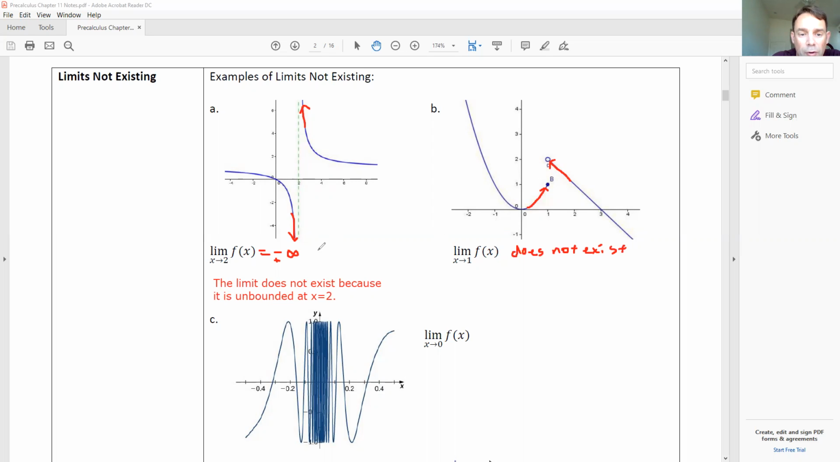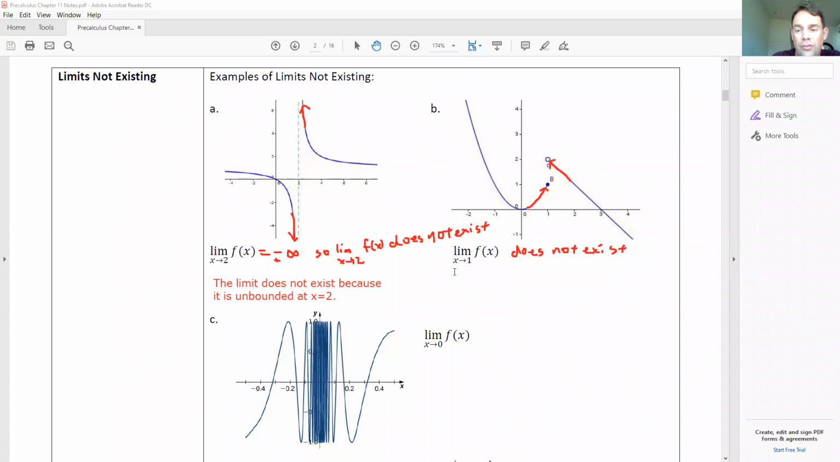Actually, I should have written that over here too. Sorry about that. Let me do that real quick. Once you say it goes to infinity, you should actually finish off and say, well, that means the limit does not exist. So on this other one here, notice it doesn't exist because it goes to two separate values.